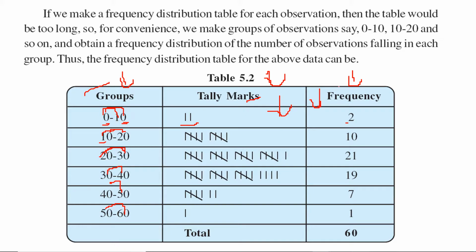But it depends on you also. You can just include 10 also here. That is not a big issue, but we'll try to stick to our provision that we'll go from 0 to 9, 10 will take here. So this will start from 10 to 19. This is 0 to 9.